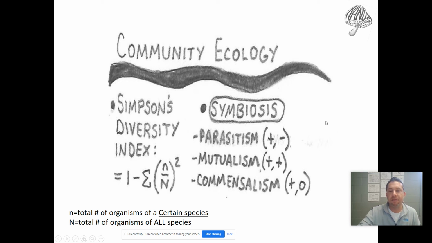When it comes to symbiotic relationships, they're going to be listed various ways, but parasitism is one example. That's where one benefits, and the other one's pretty much harmed. Also, take note that parasites typically don't kill their host. Mutualism is going to be a positive positive. That's where both species benefit. And then commensalism is where one organism benefits and the other one's neither helped nor harmed.